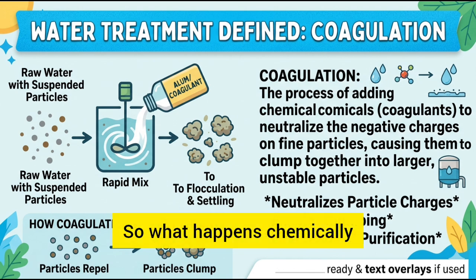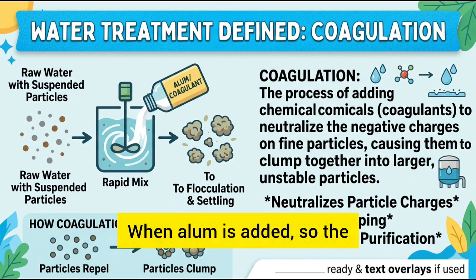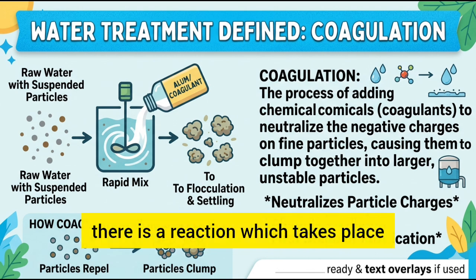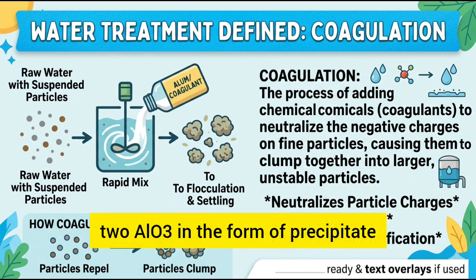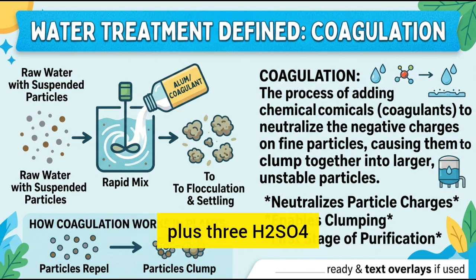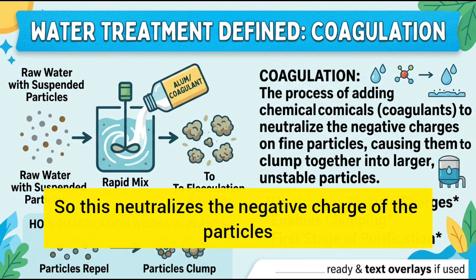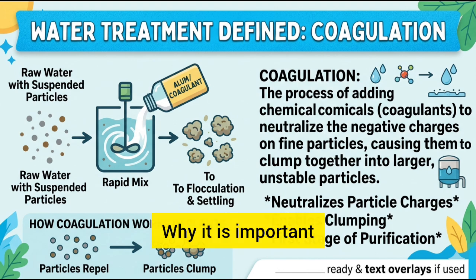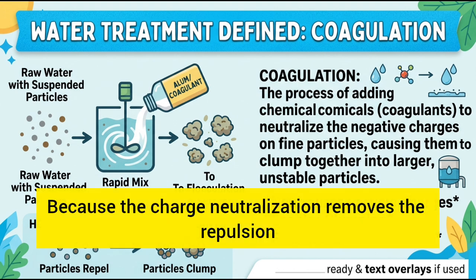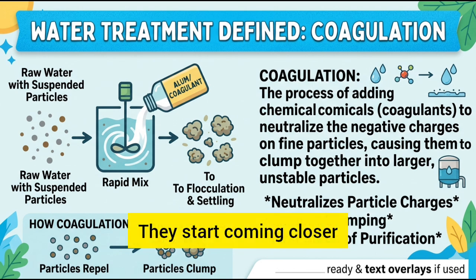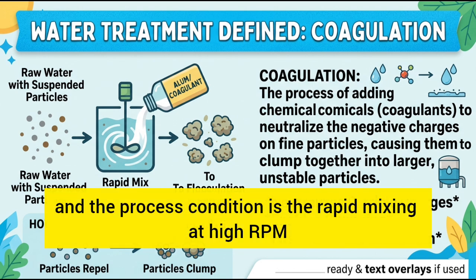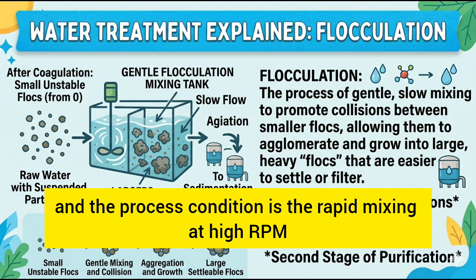So what happens chemically when alum is added? There is a reaction which takes place: Al2(SO4)3 plus 6H2O gives 2Al(OH)3 in the form of precipitate plus 3H2SO4. So this neutralizes the negative charge of the particles. Why is it important? Because the charge neutralization removes the repulsion. Particles become unstable, they start coming closer, and the process condition is rapid mixing at high RPM.